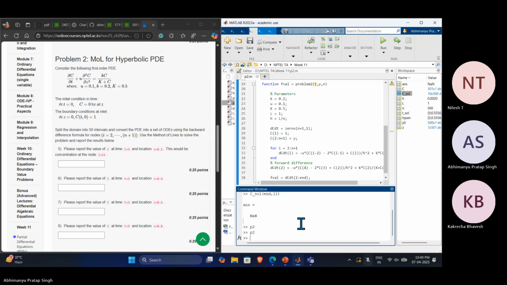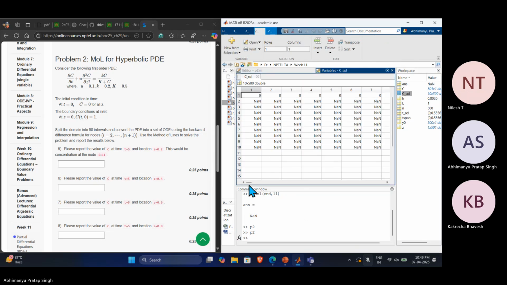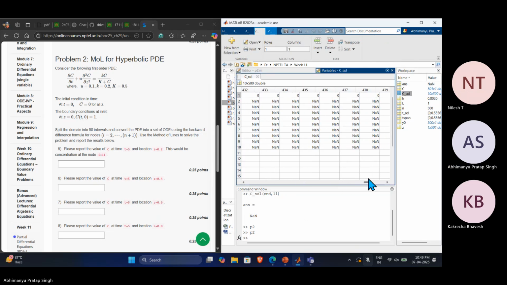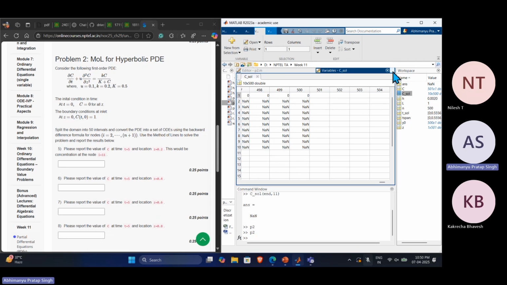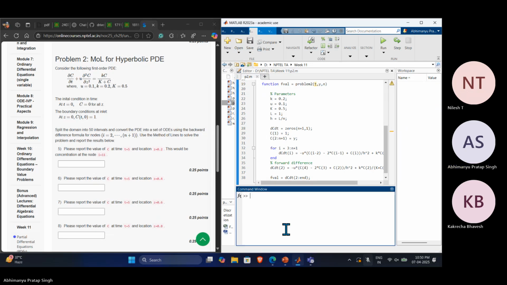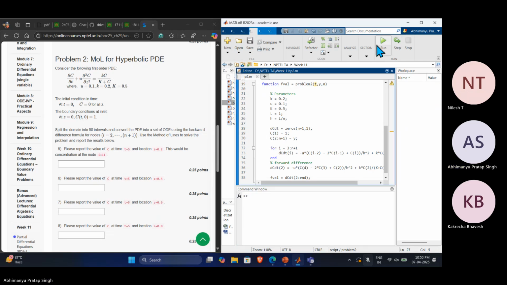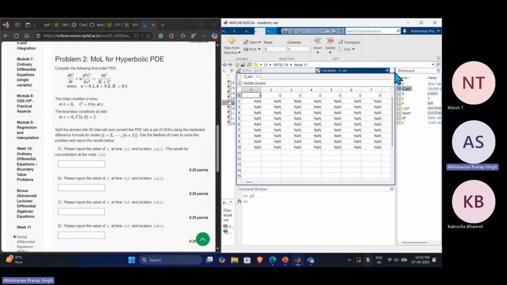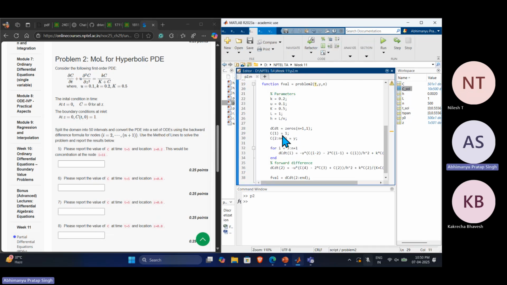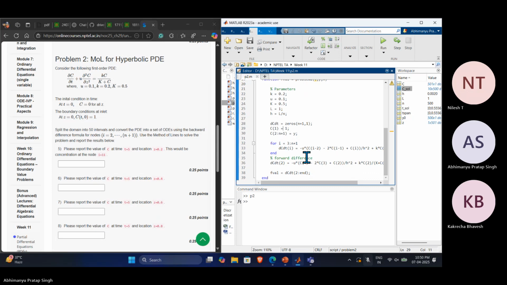See, still NaN values. Something is off with this problem. Using both forward and backward difference, I'm getting the same NaN values. You guys also try. I think you will also get NaN values only.